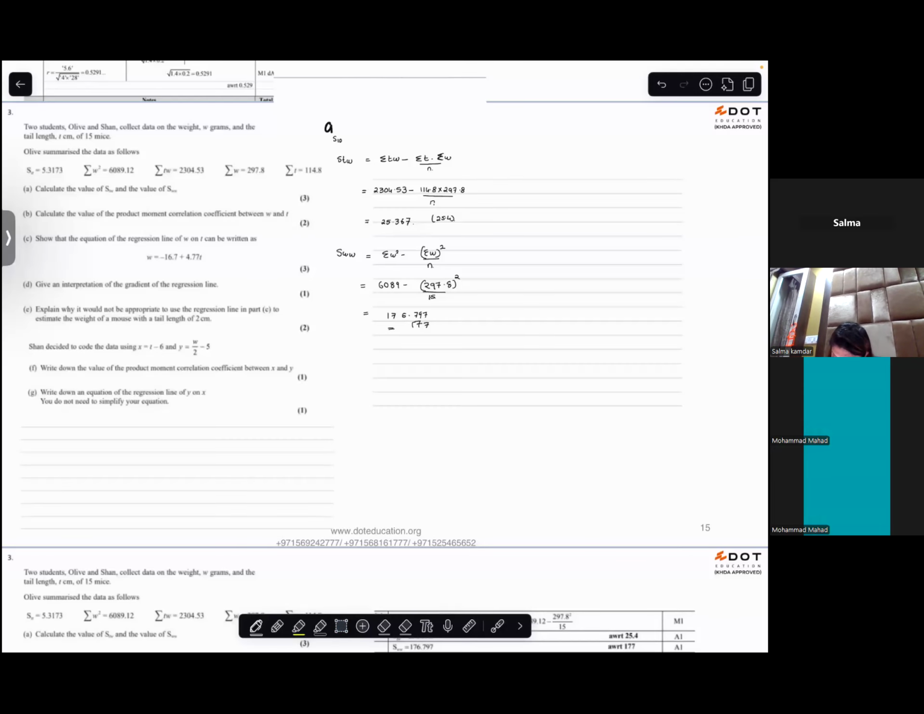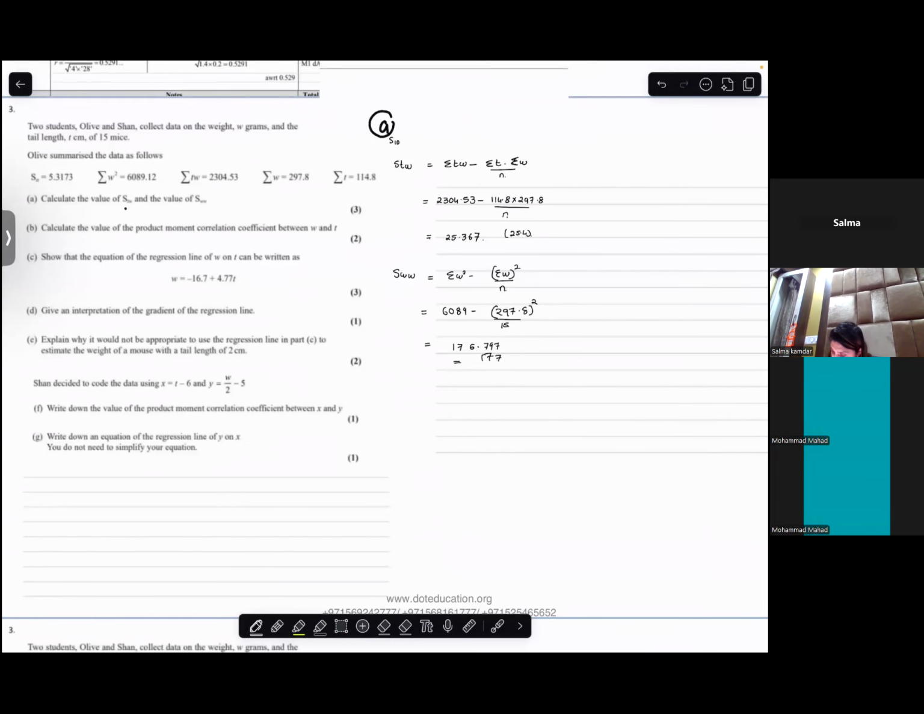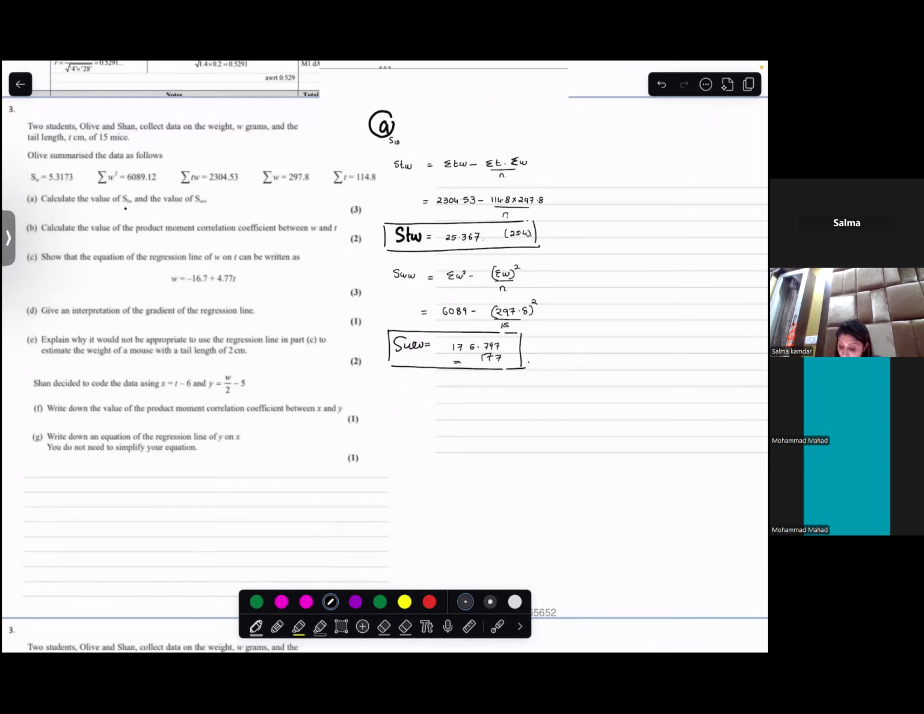So this is my A part, where I was asked to calculate STW and SWW. Please name it correctly, whatever you are finding, and for ease you can also put it in a box. I have already solved the A part. Now comes the value of the PMCC, product moment correlation coefficient, between W and T. What does this mean? We need to find the R value.